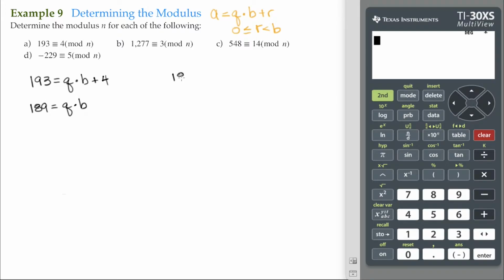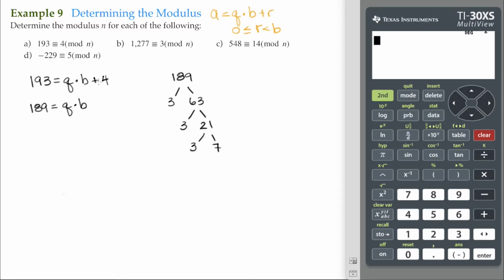Now to help determine our modulus, I'm going to do prime factorization on 189. So if we have 189, that's 3 times 63. This is not prime, so we continue. It's 3 times 21 and 3 times 7. So any one of these factors or a combination of these factors can be our modulus, but we want the smallest modulus. When we have the smallest modulus, that ensures that our division was complete. So we're going to use this part right here to help us find that.